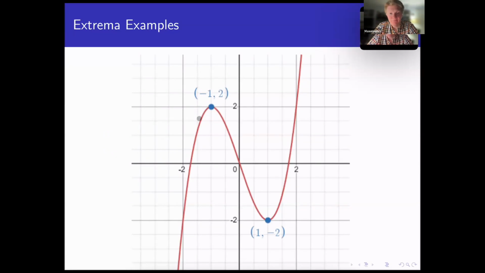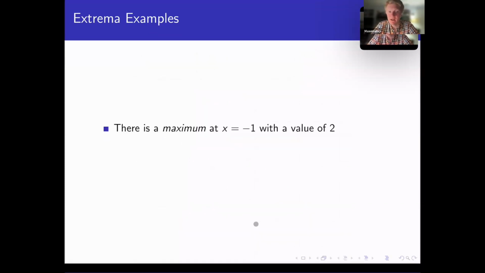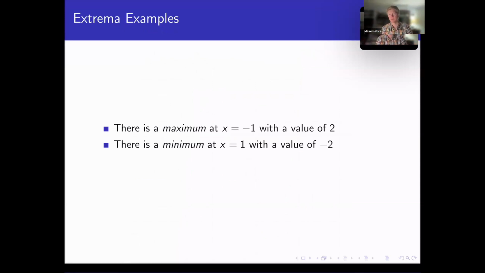Okay, similarly, we are decreasing, and then at x equals 1, we change to increasing. Well, decreasing to increasing is the definition of a minimum. So there is a minimum at x equals 1 with a value of -2. And that's how we would formally write this.